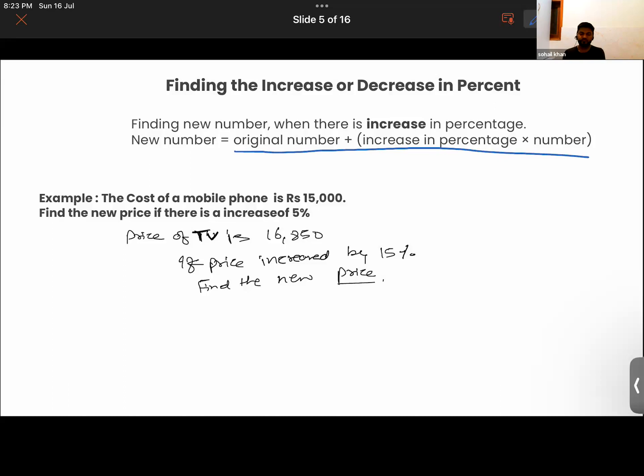Sir, is it 19,300 and 77.5? 77.5. Okay. So 15%, right? So 16,850 plus 15 upon 100 into 16,850.